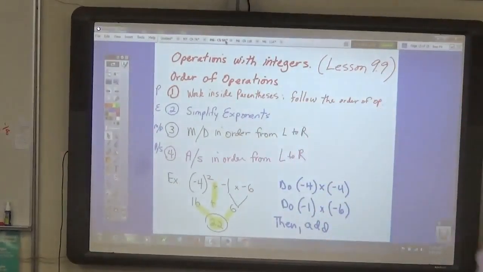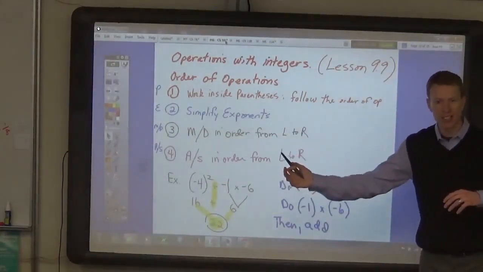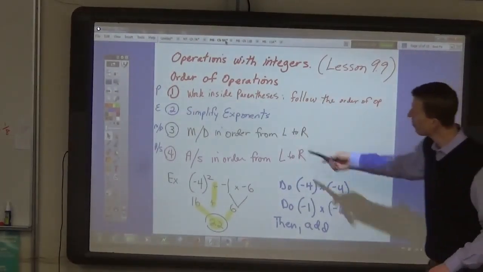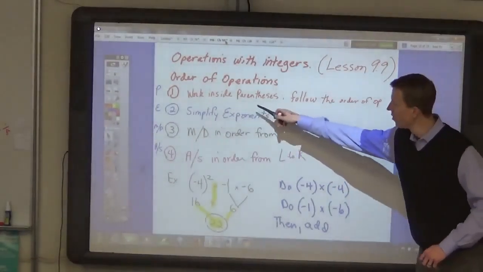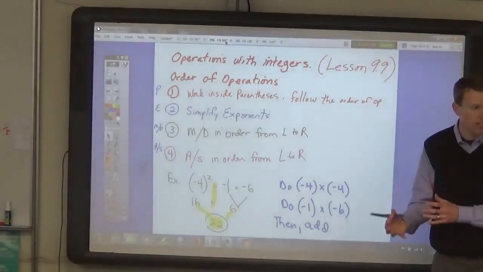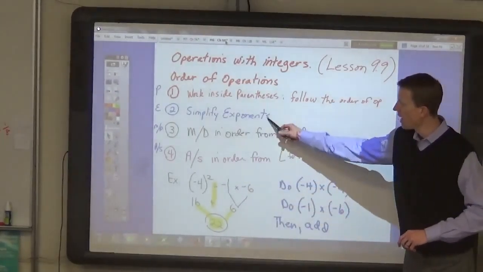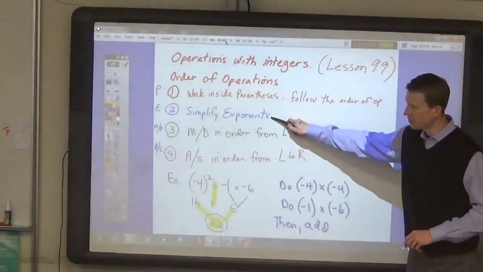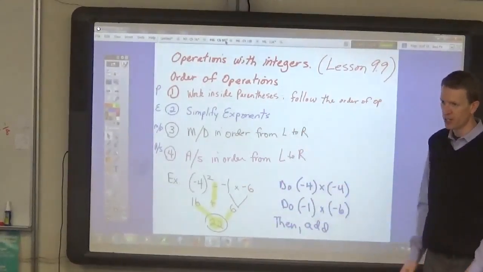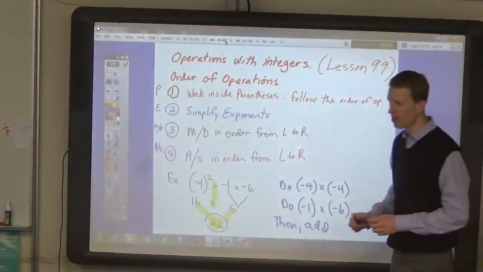Parentheses first. You work inside the parentheses, and within the parentheses you follow the order of operations. Then you simplify exponents. After the parentheses, you simplify exponents, or if there are exponents in the parentheses, you do that first. You simplify all exponents. Once you're finished with a step, you go on to the next step and do all division and multiplication, or multiplication and division, however it comes in order, from left to right.